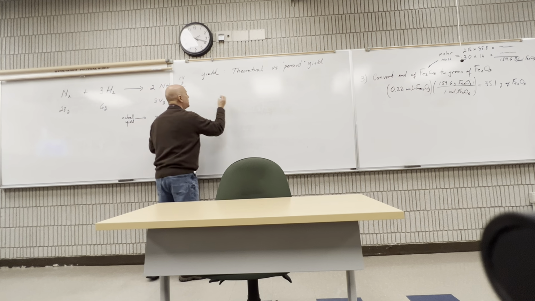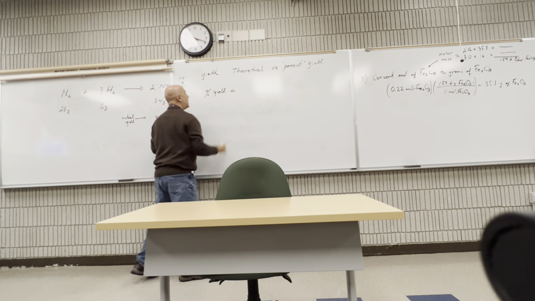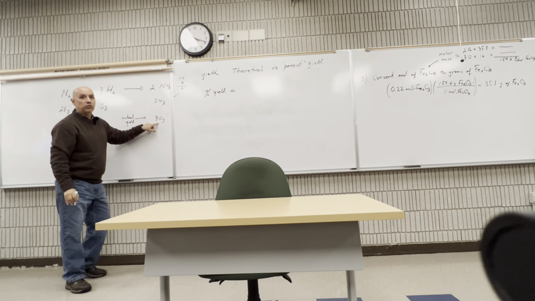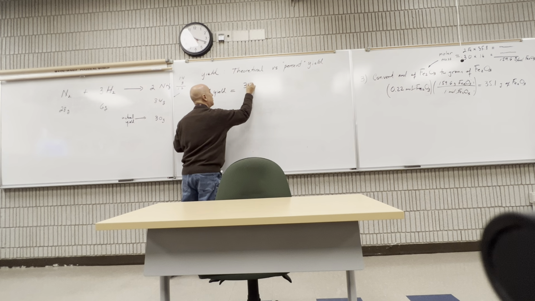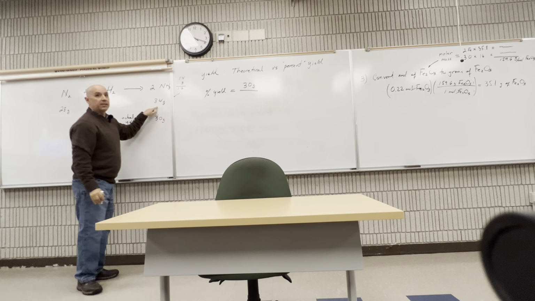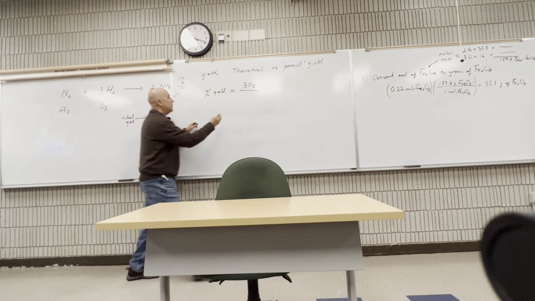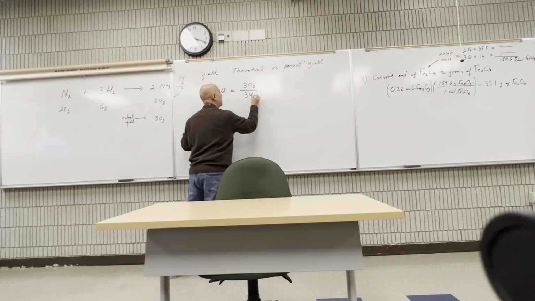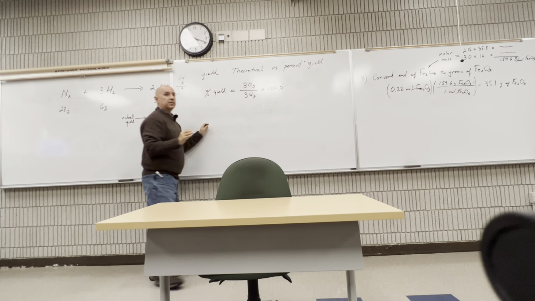Well, the percent yield of a reaction is calculated by taking the actual amount that you get, in this case 30 grams of product, you divide it by the theoretical one, the one that you were expecting to get, 34 grams, and then you multiply by 100. And that's it.